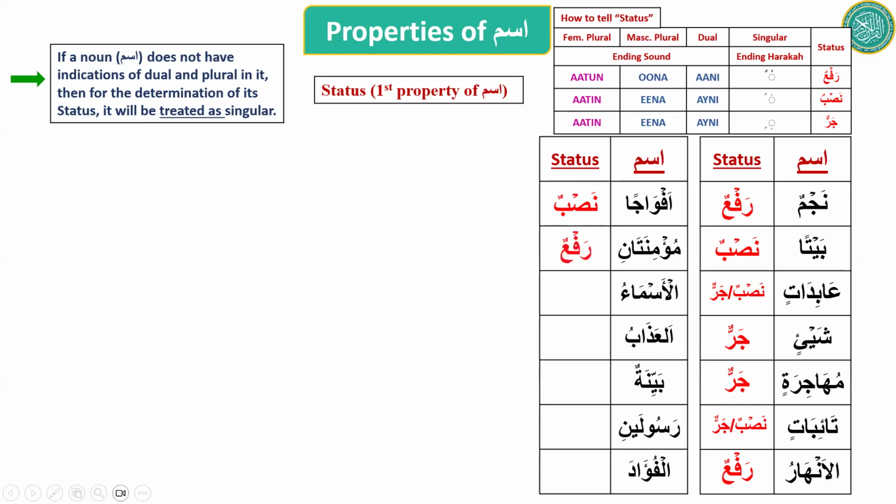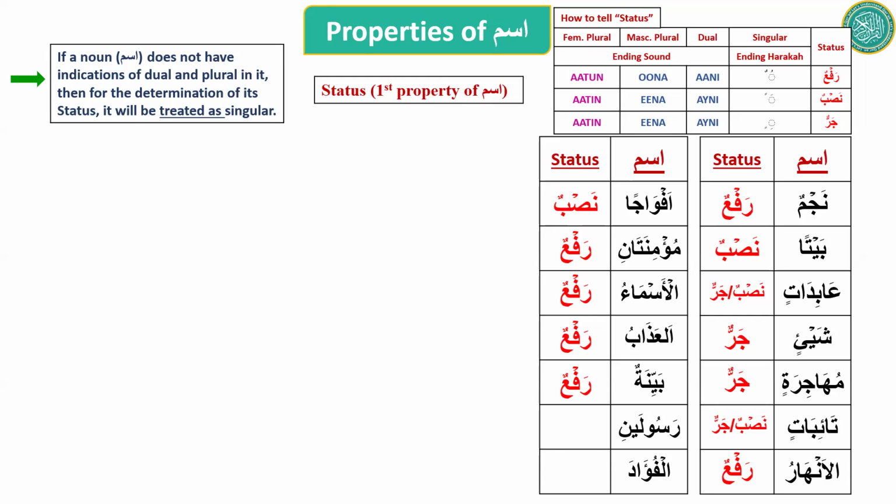Okay, stay with me. As-sama'u, it is Rafa. Al-adhabu, Rafa. Bayyinatun, Rafa. So it is easy. So I will just stop here. I will not use more words to practice, and I hope that everybody will do this practice in the breakout room.